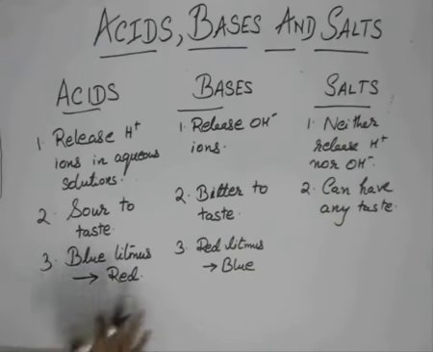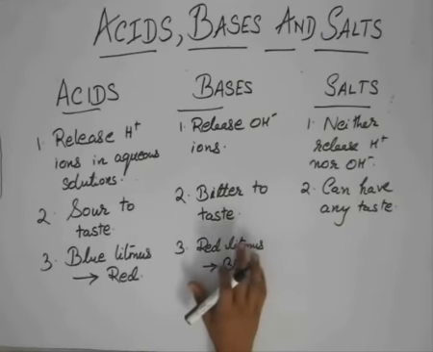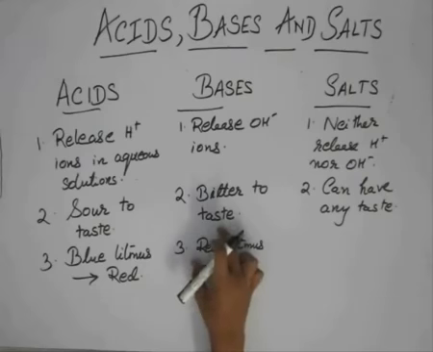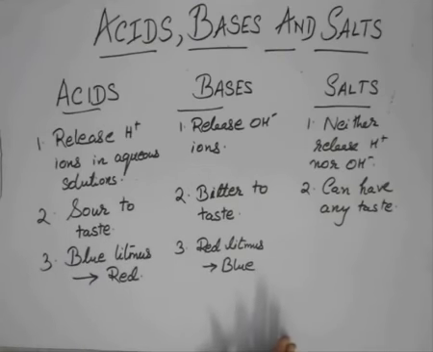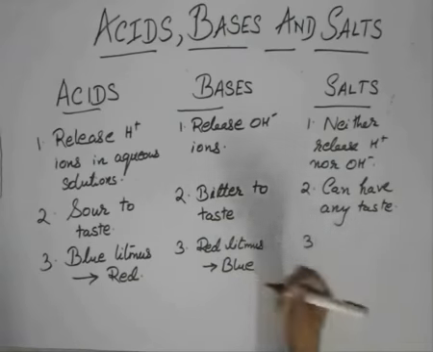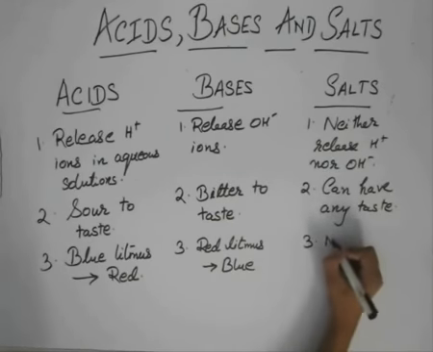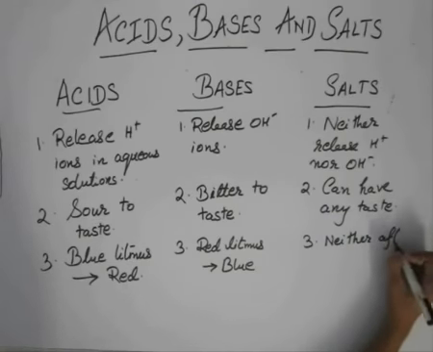If you have red litmus, acid will not change it to blue, or it will not just do anything to that litmus. The litmus will remain red. But bases, on the other hand, will change that red litmus to blue. But bases will never affect blue litmus. The blue litmus will remain blue in case of bases. And salts, they neither affect blue litmus nor red litmus.